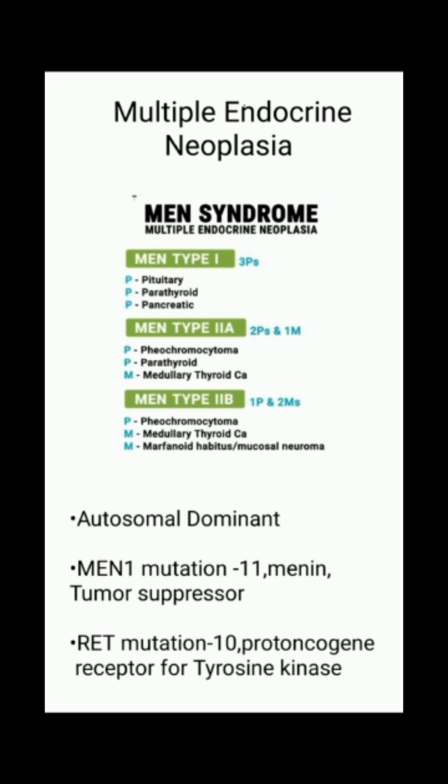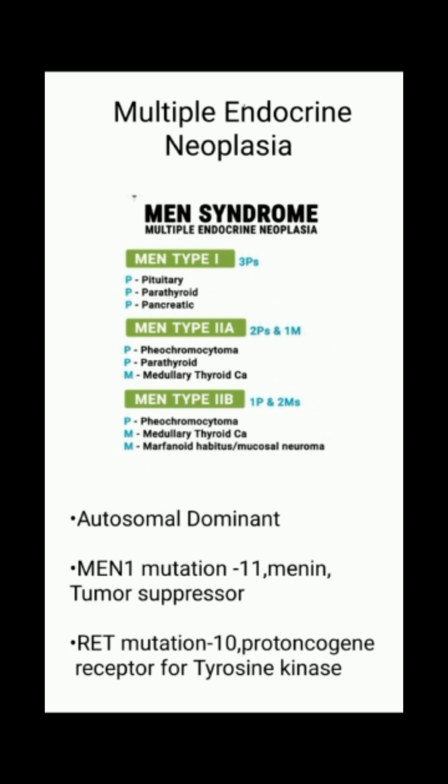It's very important for you to know the mode of inheritance of this syndrome, and the mnemonic for this is the X-men are dominant over villains. So men are always dominant. So you need to remember that all MEN syndromes are autosomal dominant disorders. So they can be divided into type 1 and type 2. Type 2 are further divided into type 2A and type 2B.